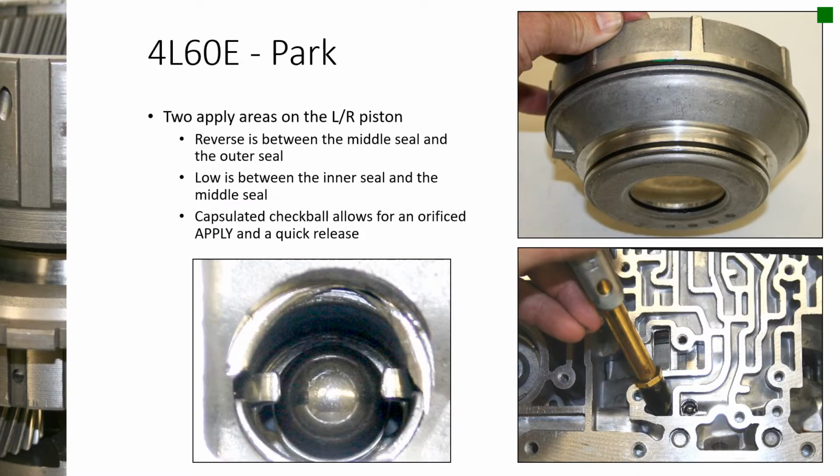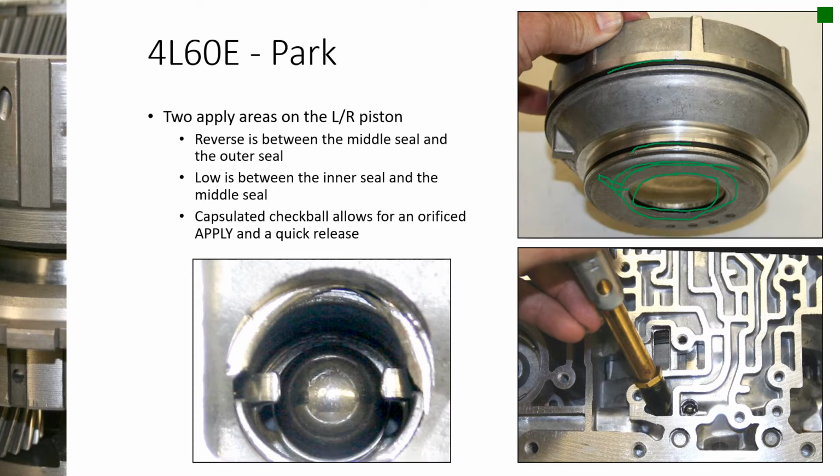This is that low reverse piston. This is the outer seal, kind of the medium seal or middle seal, and this is the inner seal. And when we apply it in the low range, manual low range, we're going to apply this surface area right here. It's a smaller surface area.